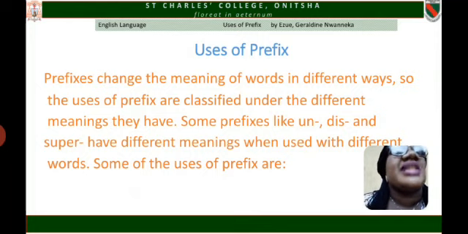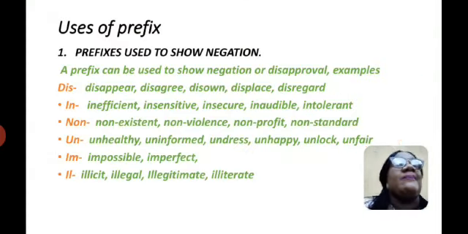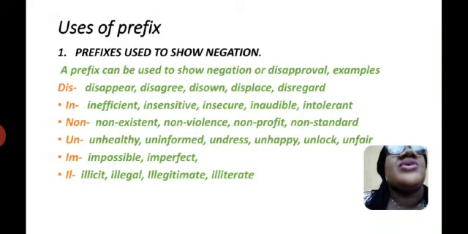Some prefixes like un, dis, and super have different meanings when used with different words. So some of the uses of prefixes are: 1. Prefixes are used to show negation. What do we mean by negation? To show negative, no, not, disapproval, or nothing. This is what we mean by negation. So a prefix can be used to show negation or disapproval.